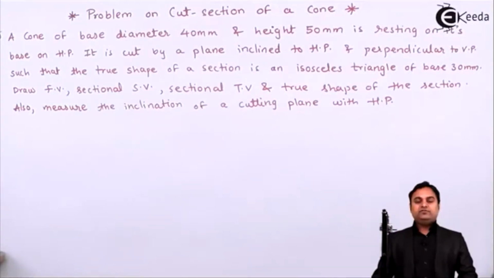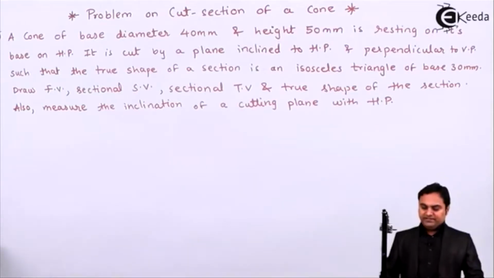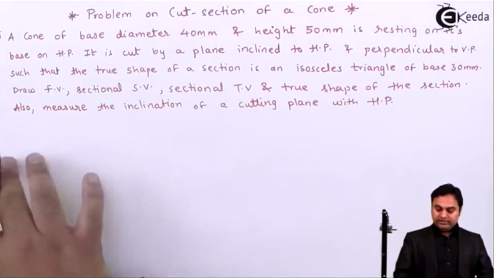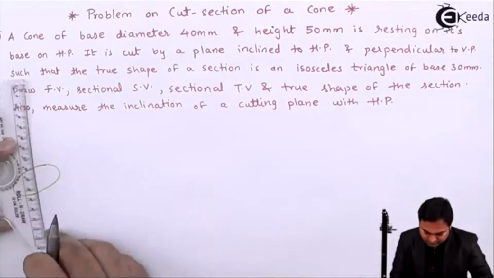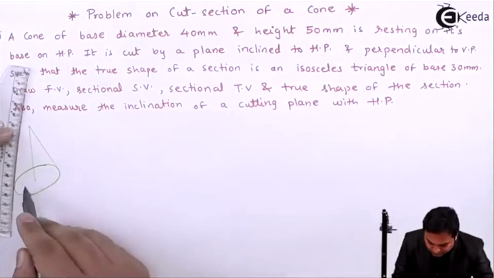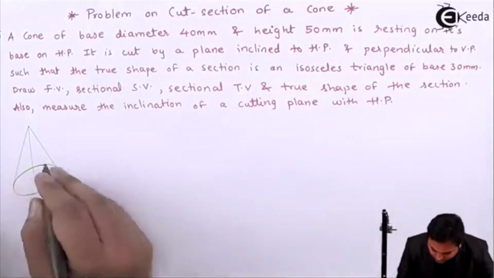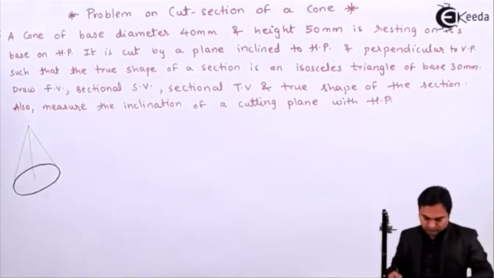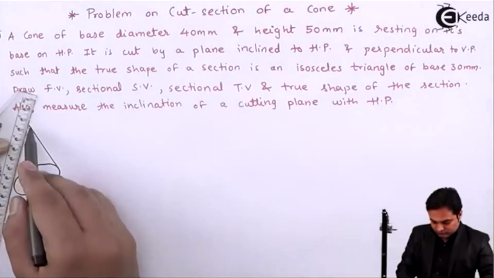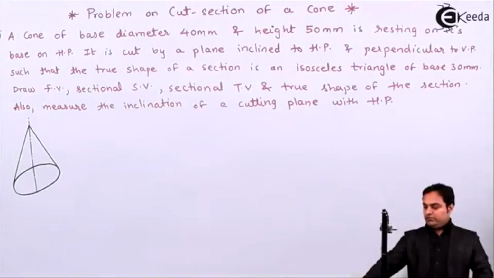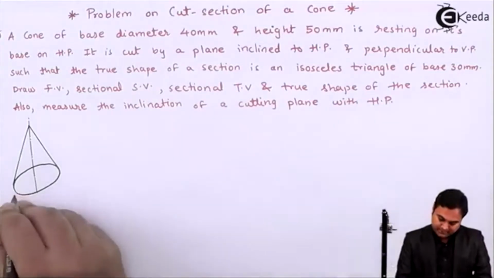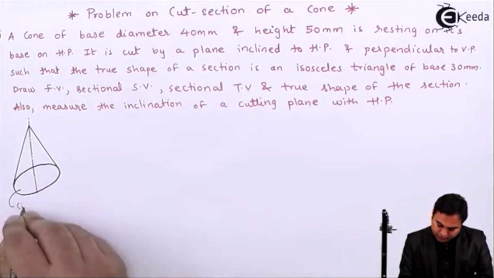Now this is the question in front of us. Whatever conditions are given in this question, I'll explain that one by one. First, by reading it we understood the type of solid is a cone. So here I'll draw the diagram of a cone and explain the conditions for it. So here we have a cone in which there is a circular base.